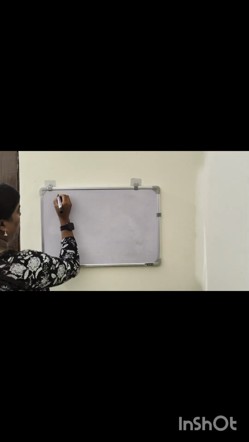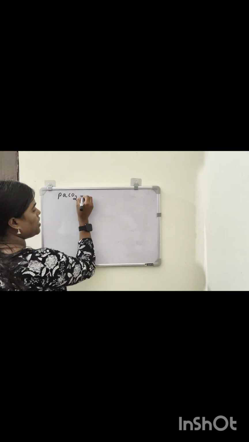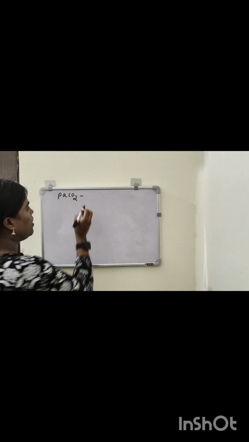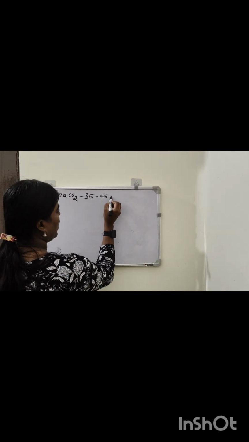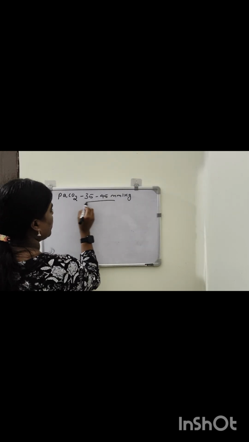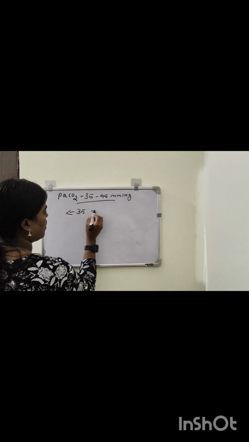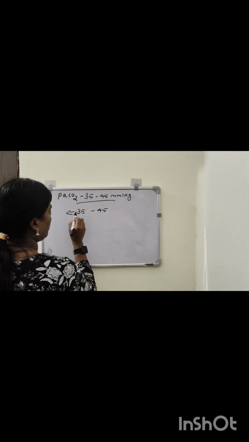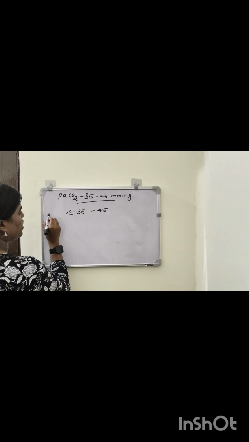Now, let us see about PaCO2, partial pressure of CO2. What was the range? It is between 35 to 45 mm of Hg. So, if it is less than 35, then the condition is alkalosis.